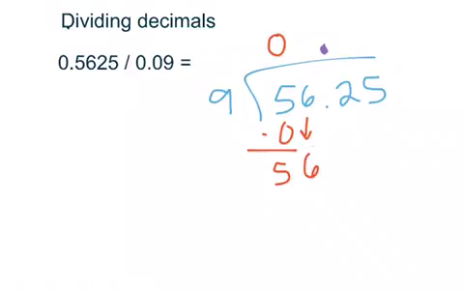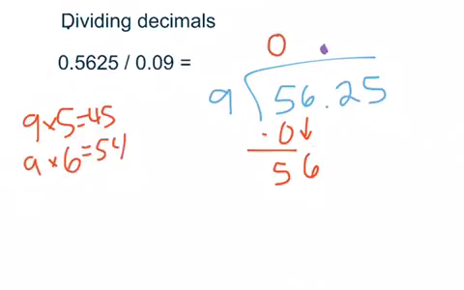How many times can 9 go into 56 evenly? Well, if I know my math facts, I know that 9 times 5 is 45. I think I can get closer. Let's try 9 times 6, which is going to give me 54. That's probably the closest I can get without going over. So I'm going to say 9 times 6 gives me 54. I subtract and I'm left with 2.